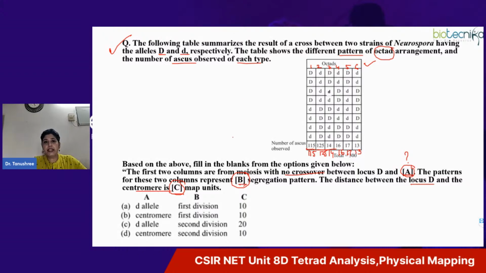Because those who have studied tetrad analysis in my class know that there is another case of unordered tetrad, which is seen in yeast, right? So if the example is of yeast, then there you have to recall the formulas and the cases that we have studied in unordered tetrad analysis. So one thing is very clear: when you talk about Neurospora, it is about the ordered tetrad analysis, right?